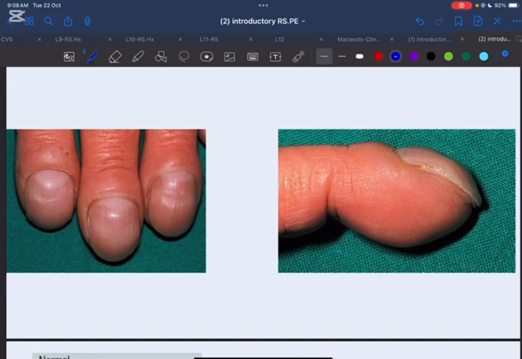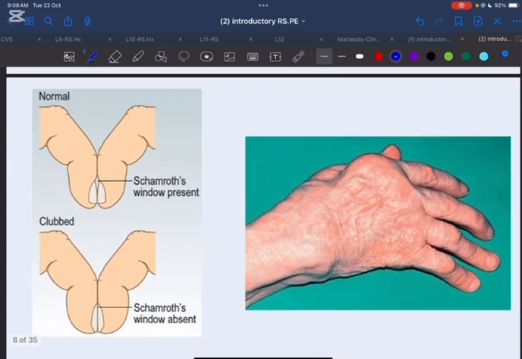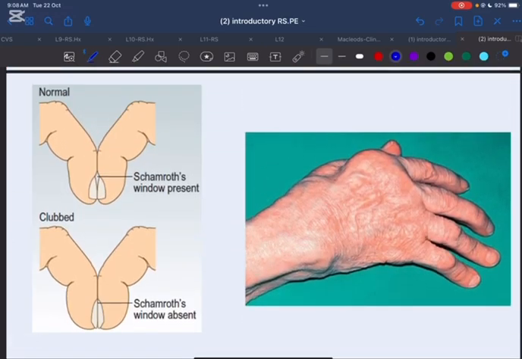Again, the Shamroth window, which is the angle, when it's lost, this is stage 1. When there is fluctuation, it is something you elicit. You hold the fingers and you feel that there is fluctuation, there is more fluid. Still, it's not liquefied, it has not turned into something solid. This is edema within the interstitial space or the tissues.